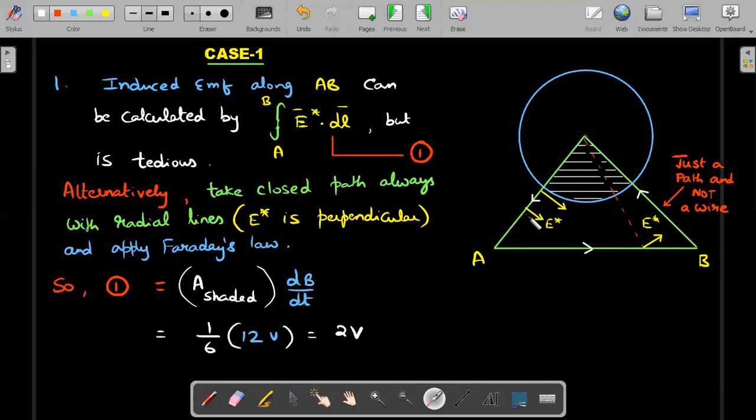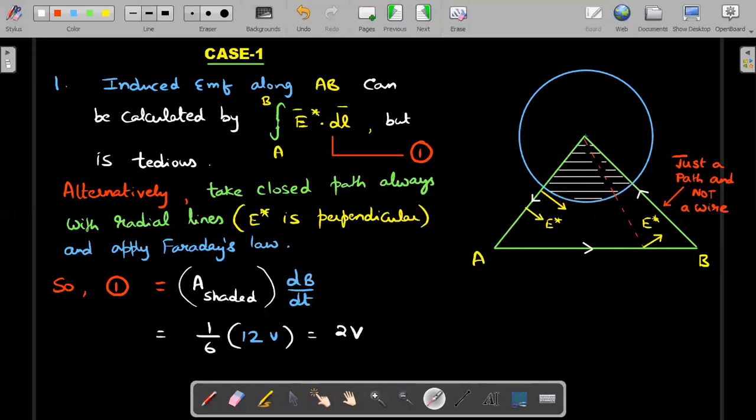Why radial lines? Because when you go along these radial lines, the E star will be perpendicular to that. Remember, tangential direction, right? So closer positions you will have greater fields, and farther positions you have diminishing fields, but whatever they are, they are perpendicular to this path. So when I do E bar dot DL throughout the loop, I'll end up getting only E bar dot DL on this line. So that should be equal to the Faraday's law flux rate, right?